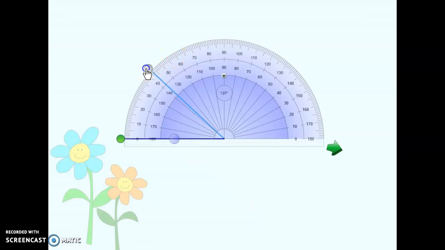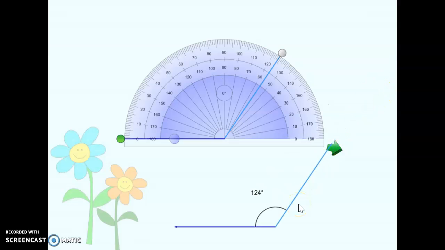Now, let's take a look. I'm keeping my one ray on 0, and my other ray is going to go up here. I've now created an obtuse angle. So I automatically know that it wouldn't make sense for my answer to be in between 50 and 60 if I looked over here, because that doesn't make sense for an obtuse angle. An obtuse angle has to be measured greater than 90. So I know that using this set of numbers doesn't make sense right here.